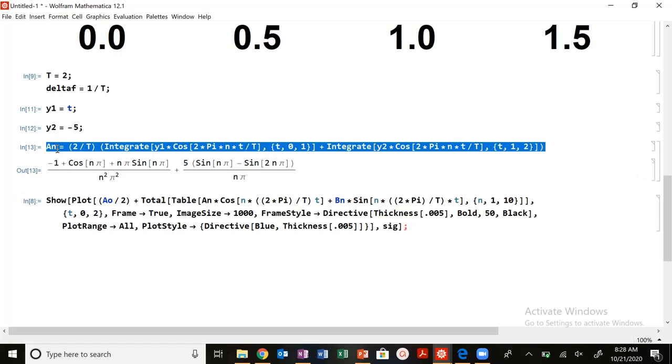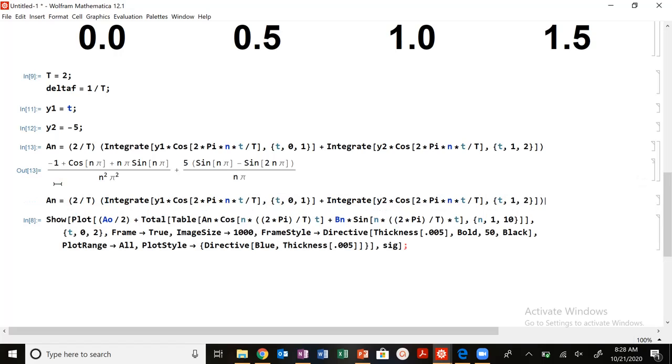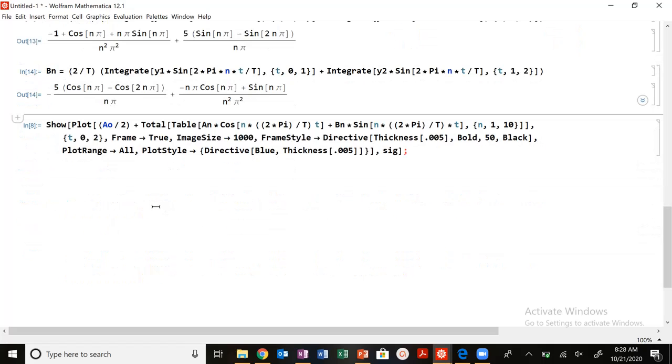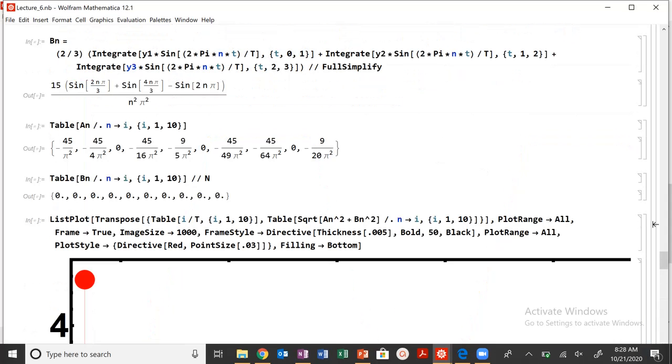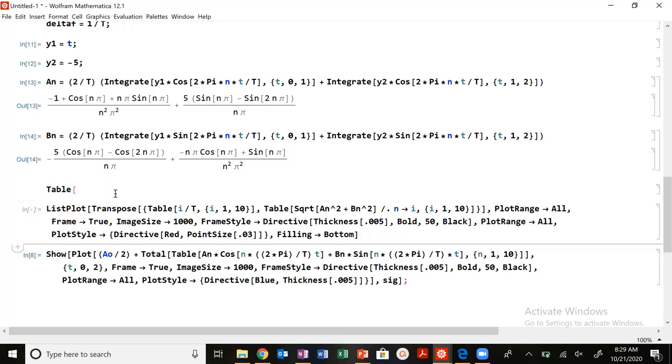My b sub n is going to be very similar, with just the exception that I'm going to change to sine. Sine, sine, sine, and there we go. If I want to calculate my c sub n, I can just create a table. Real quickly, I'm going to steal a little line of code. It's not plagiarism if you made the code. So let me grab this right here.